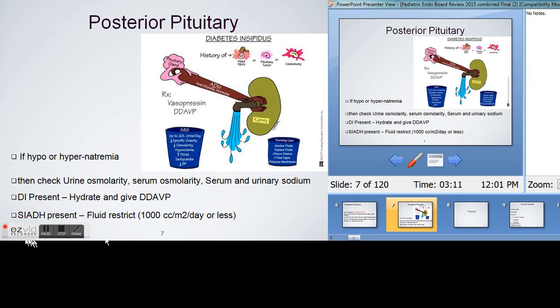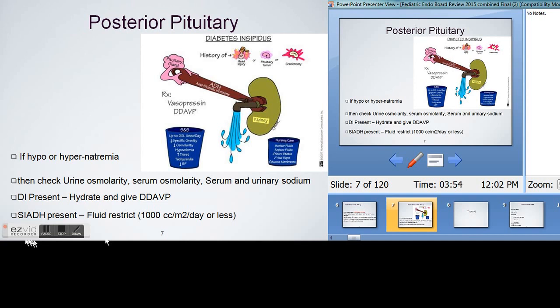If DI is present, then before we hydrate the patient, we want to give desmopressin or DDAVP, and what we're trying to do is see if the problem is central or if it's peripheral. If we give DDAVP and the problem is central, then in about an hour to 2 hours we'll start having a decrease in the urine volume and doubling of the urine osmolality. If the problem is not central, but a problem in the kidney where we have lack of response to the ADH, then you will have continuous production of a large volume of dilute urine, and that's how we make the diagnosis.